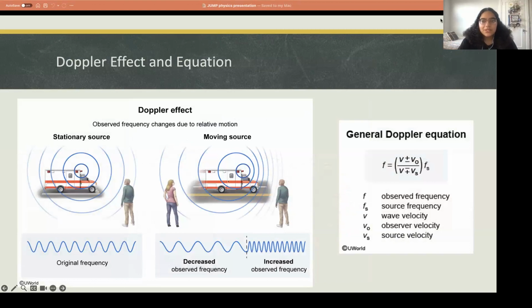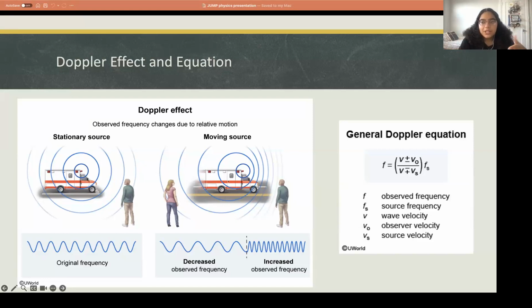Another thing to know about sound is the Doppler effect. You might have seen it in your practice questions. The Doppler effect is that your observed frequency will change if something's moving. So if you're hearing an ambulance siren, moving towards you or moving away from you, it might sound different since it's moving. On the left, there's a stationary source, and that's just the frequency you're hearing it at. But when it's moving between two people, the lady in pink that it's moving away from is going to observe a decreased frequency, whereas the man in green that it's going towards is going to observe an increased frequency from the baseline.